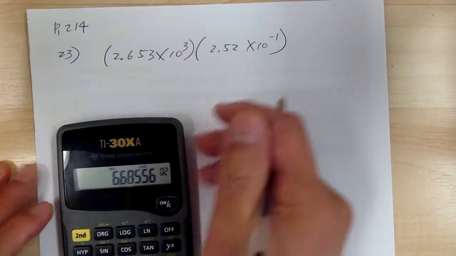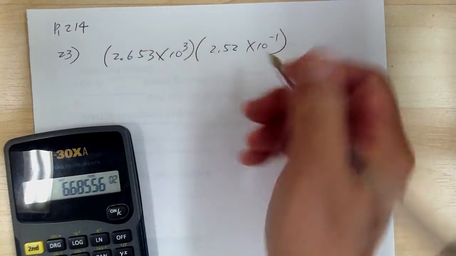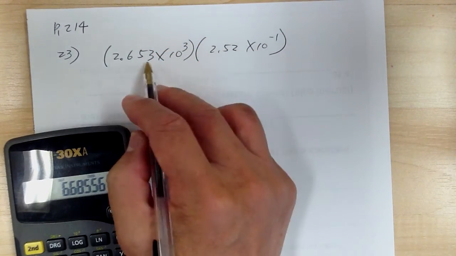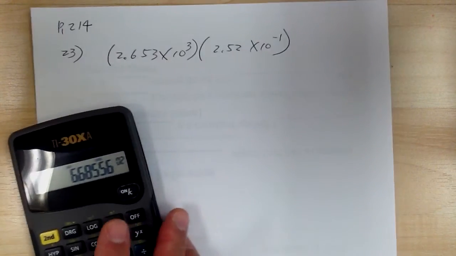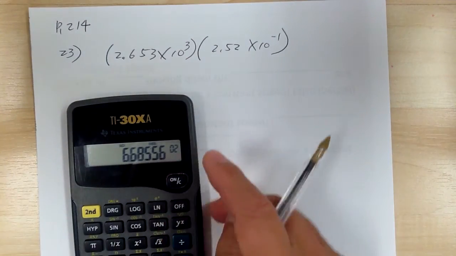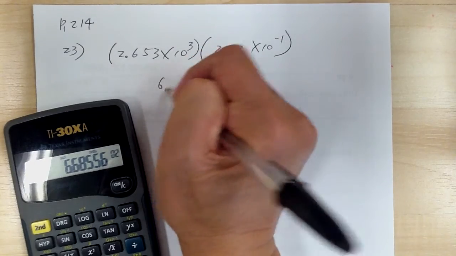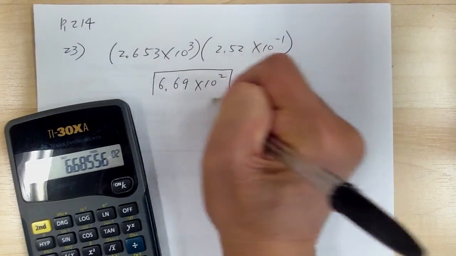Okay, and so this will equal, now you have to pay attention to the number of digits. Notice that this has 3, this has 4. So your answer will always go with the smaller number of significant digits, right? And so for this one, you have to round to 3 digits. So it gives you 6.69. So it would be 6.69 times 10 to the 2. And that would be the answer.